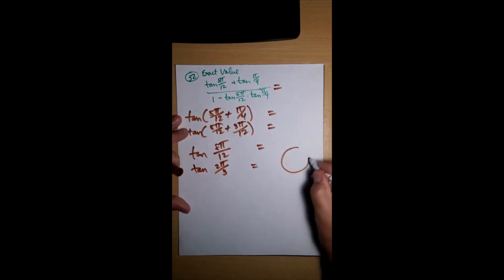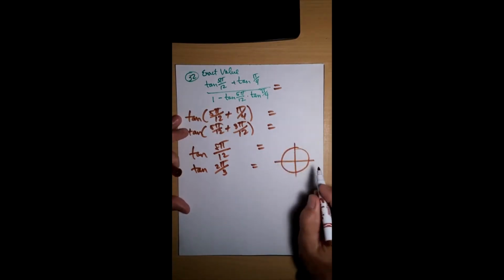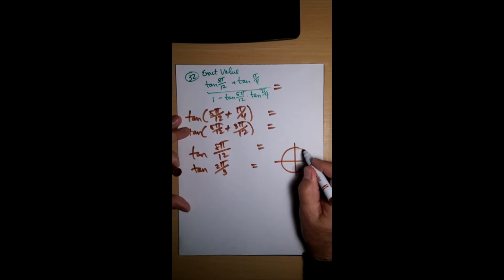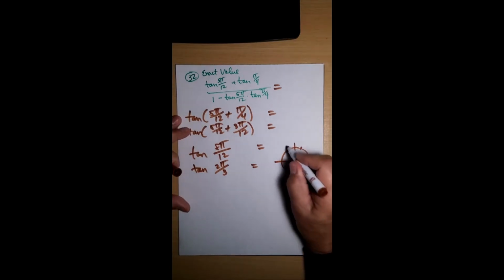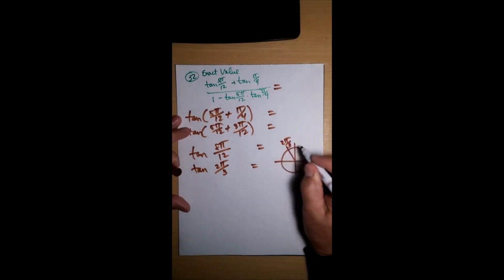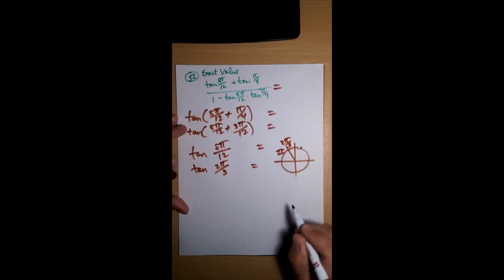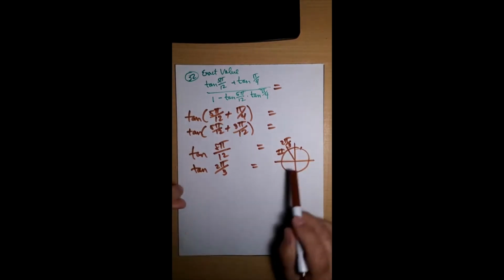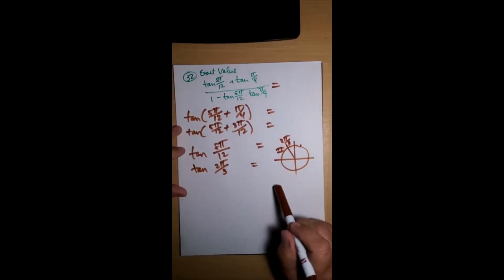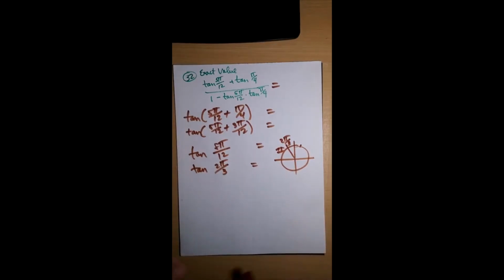So, if we remember, where's 2 pi over 3? That's in the second quadrant. So, all of our values will have those plus and minus signs. Remember, this is pi over 3 for the reference angle.